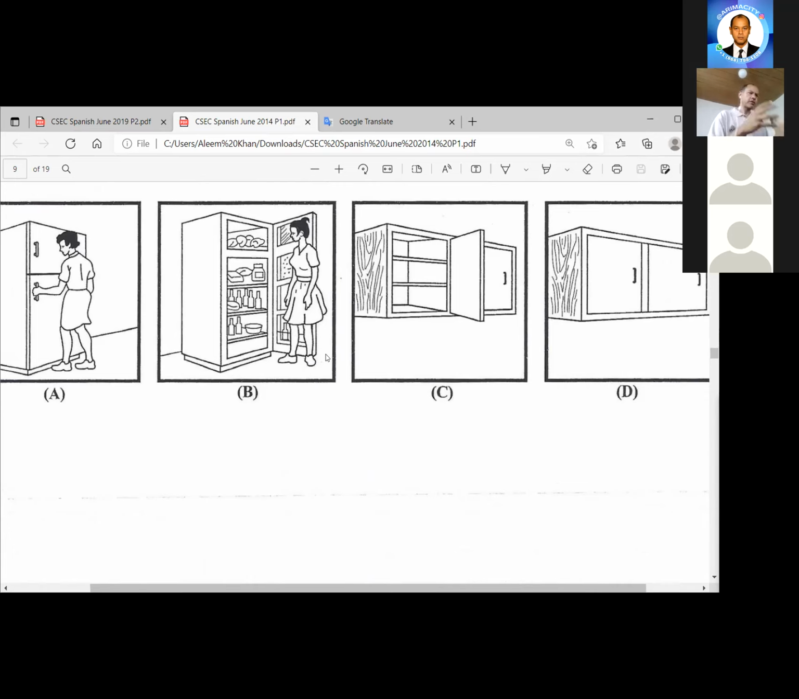So choose the drawing that corresponds to the sentence. Oración is sentence. The sentence you are about to hear. Sentence es oración. Sentence, lo pongo en el chat. So choose the correct drawing for the following sentence.